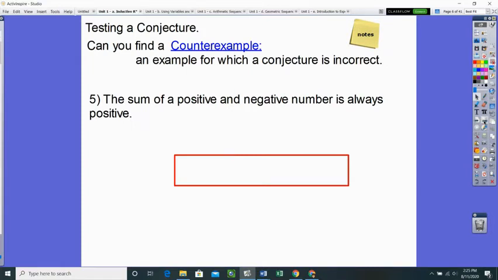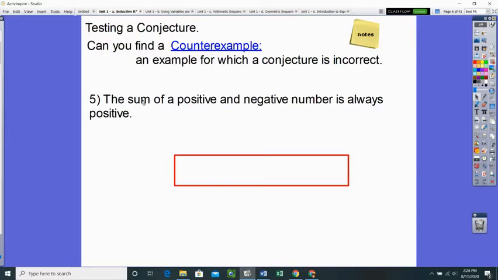Now, to test a conjecture, it has to prove true for every possible set of circumstances. If you can find one example that proves your conjecture not true, that's called a counterexample, then your conjecture is not true.